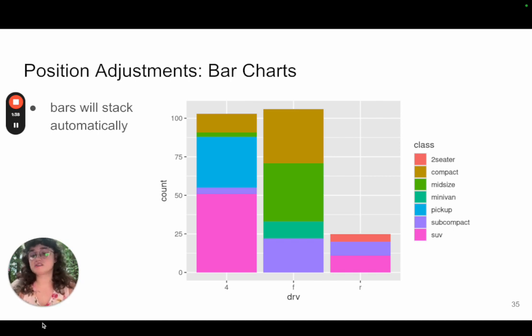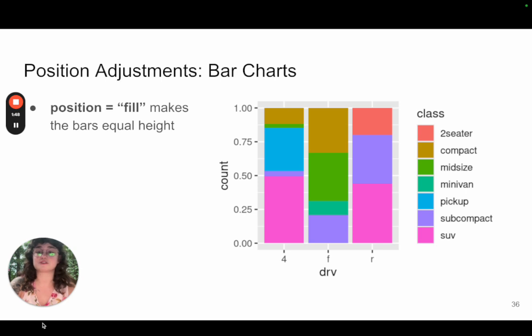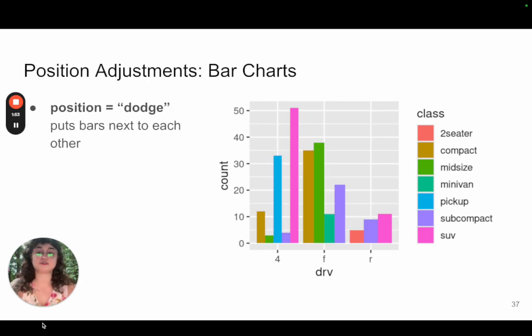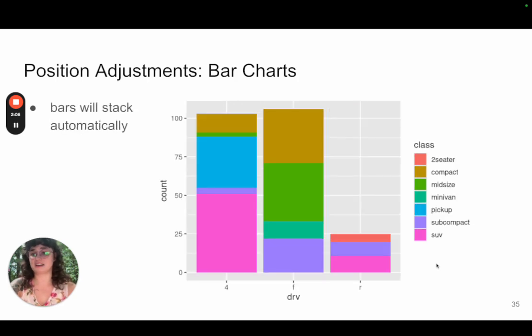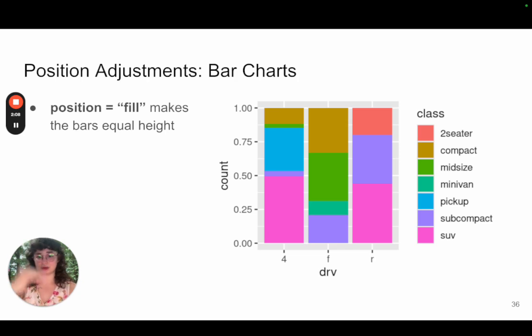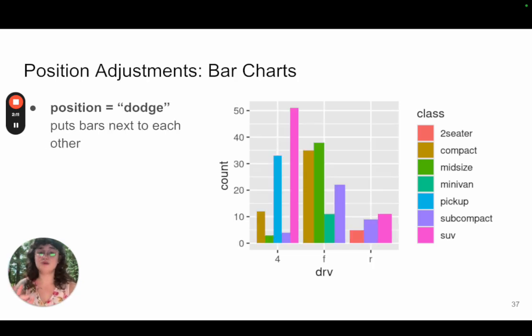Now, your bars are going to stack automatically if you're using a bar chart with multiple variables, but you can adjust those settings. Position equals fill, as we've already seen, makes those bars equal height, but position equals dodge puts those bars next to each other. Here we have two variables, and then we have different classes of vehicles. You can either have them stacked like this, stacked to 100% with more of a proportion, or next to each other. It's really your choice.